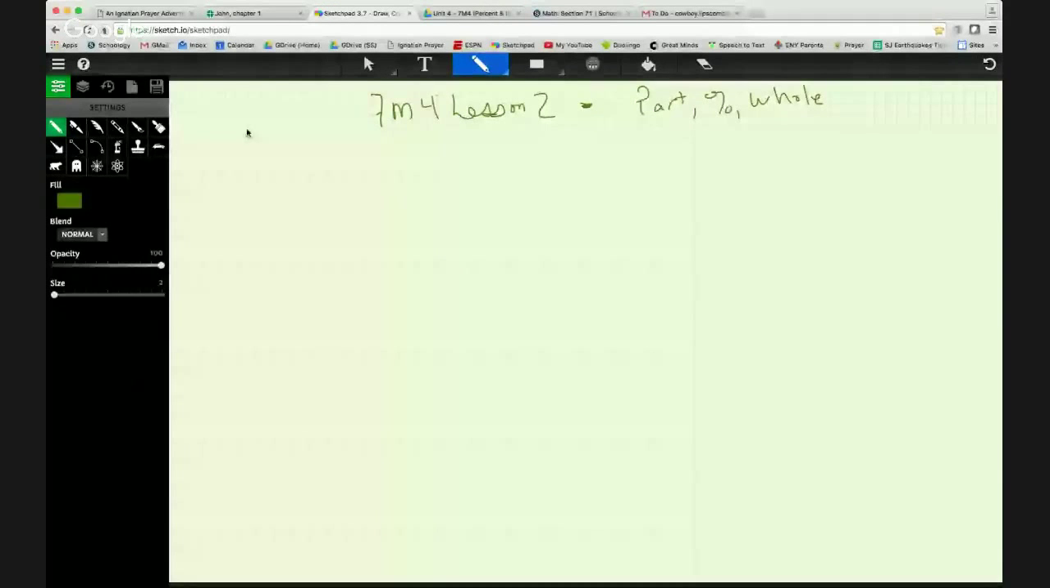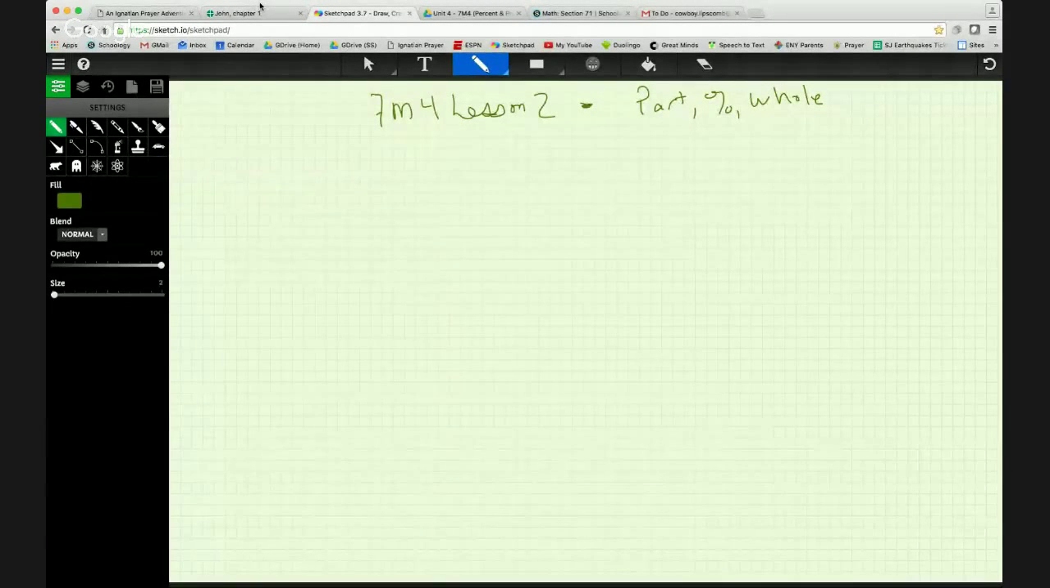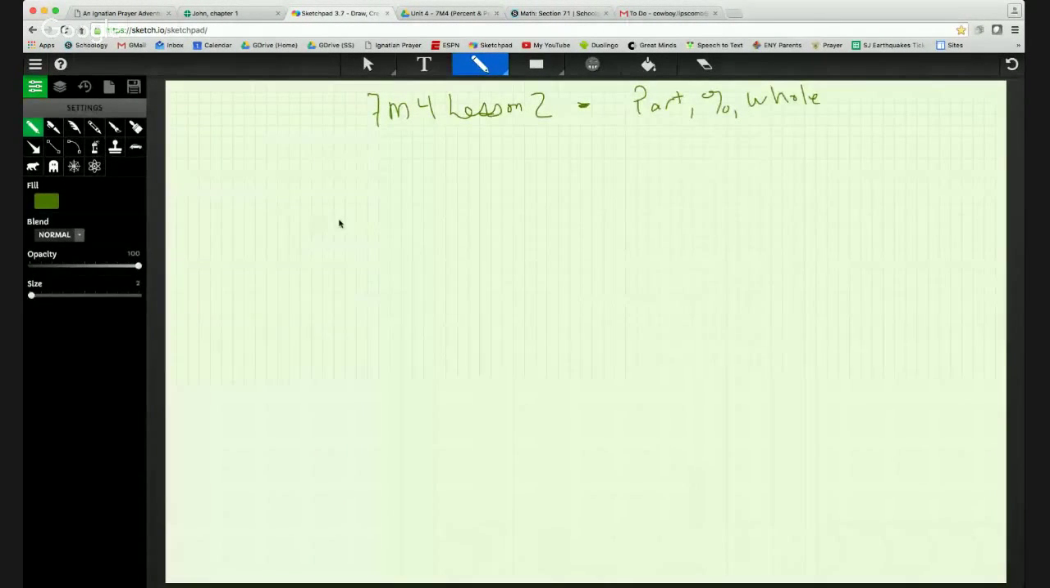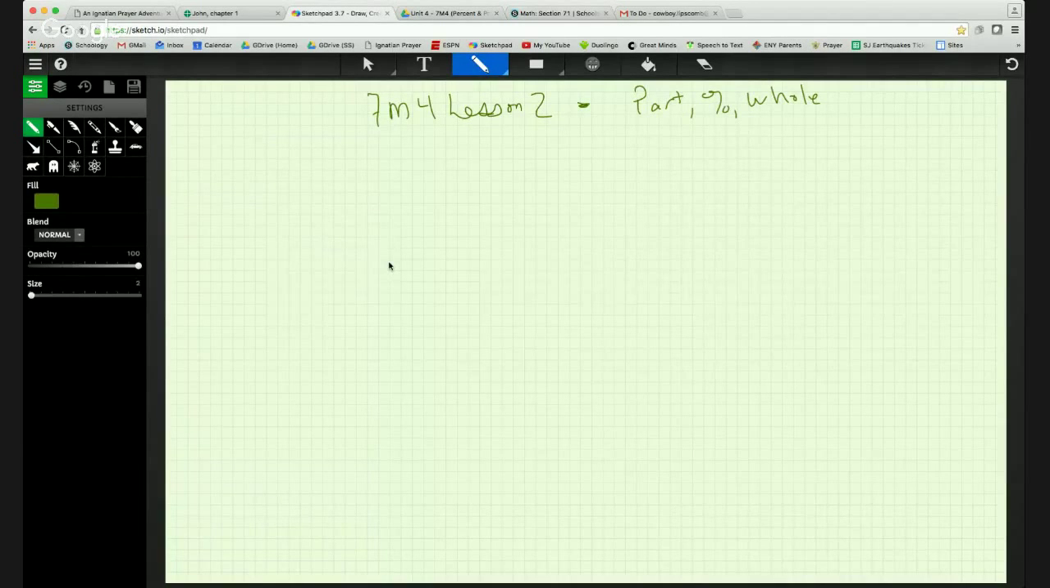We'll do some samples out of the lesson 7-4 lesson 2 problem set. We'll also work a few problems that are just off the top of my head that apply and teach the concepts. Okay, so, what did we do here? I'm kind of lost for a second. Let's switch over to our screen, and there we are. Good. Cool. Make this screen a little bit bigger. All right, so 7-4, lesson 2, part, percent, whole.